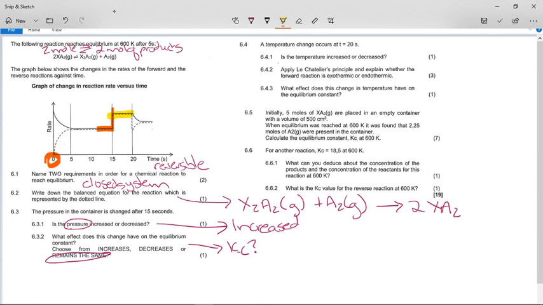And you know that at equilibrium, the rate of the forward reaction equals the rate of the backward reaction. So now ask yourself, did the rate go up or did the rate go down? The rate went down. Can you see the one reaction went down more than the other? But both of them went down.